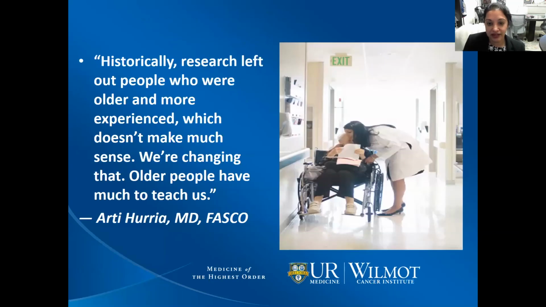I'll end by just echoing a tribute to my mentor, Arthi, who said that historically research left out people who are older and more experienced, which doesn't make much sense. We're changing that. Older people have a lot to teach us.